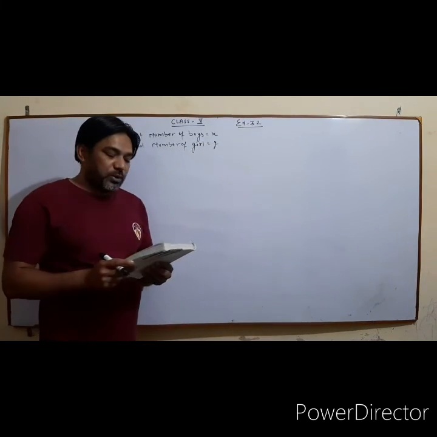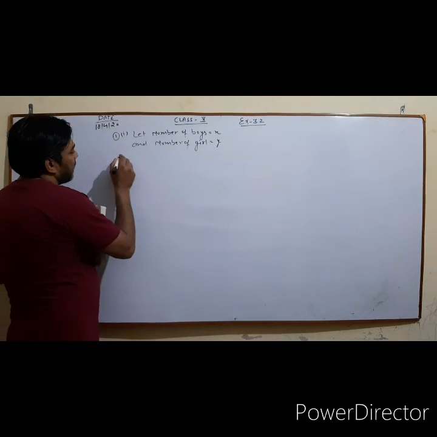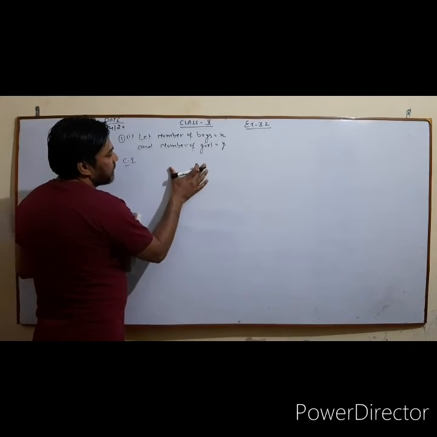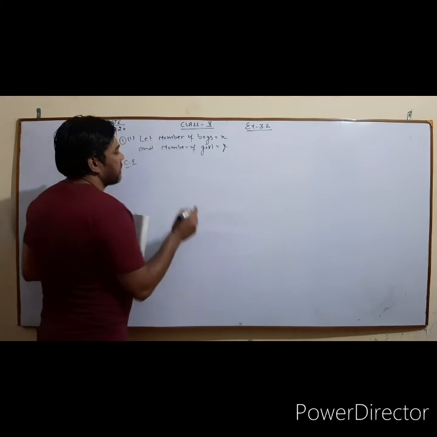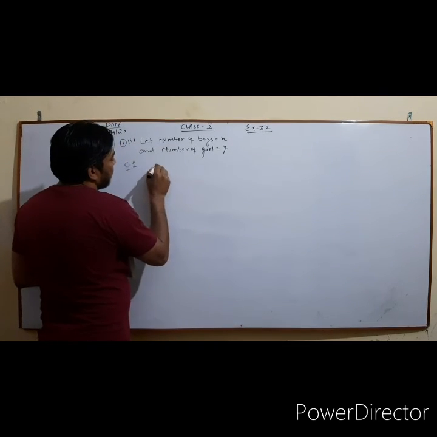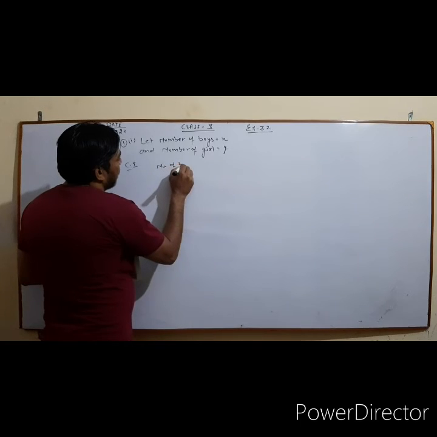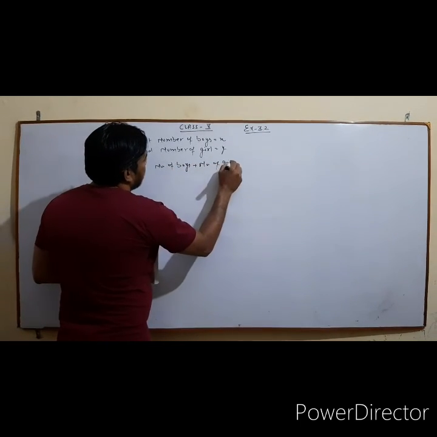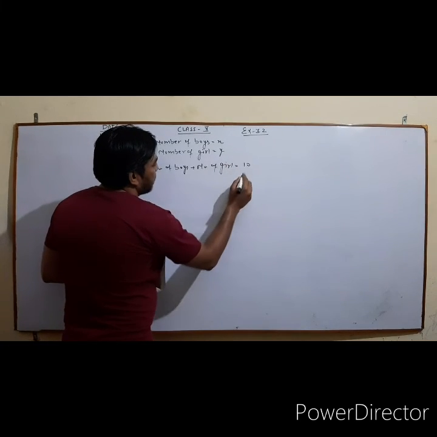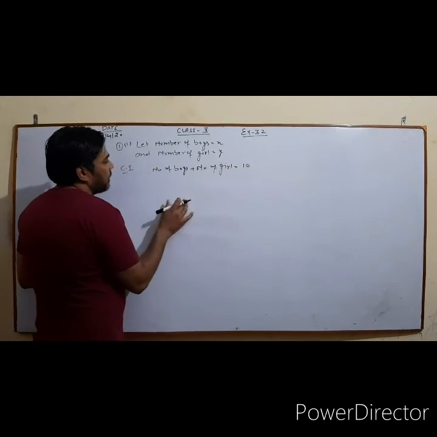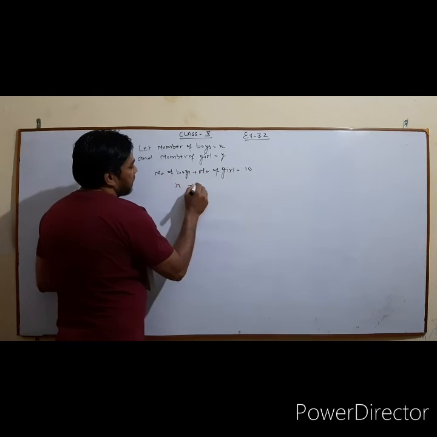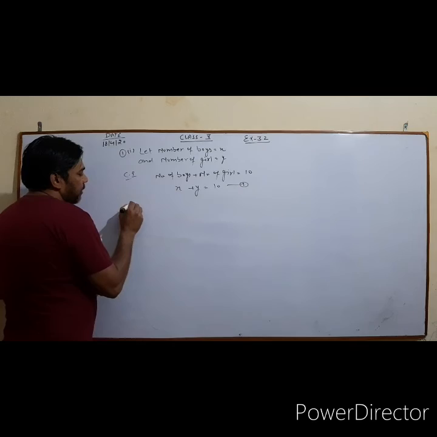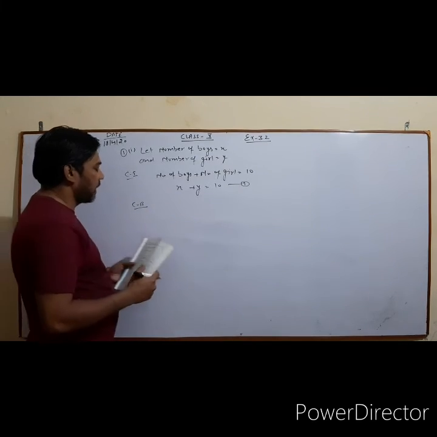So this is 10 students of class 10. Case 1 says number of girls plus number of boys is equal to the complete class. Means simple, number of boys plus number of girls is equal to 10. It's a whole class. What is the number of boys? x. What is the number of girls? y. Is equal to 10. First equation.